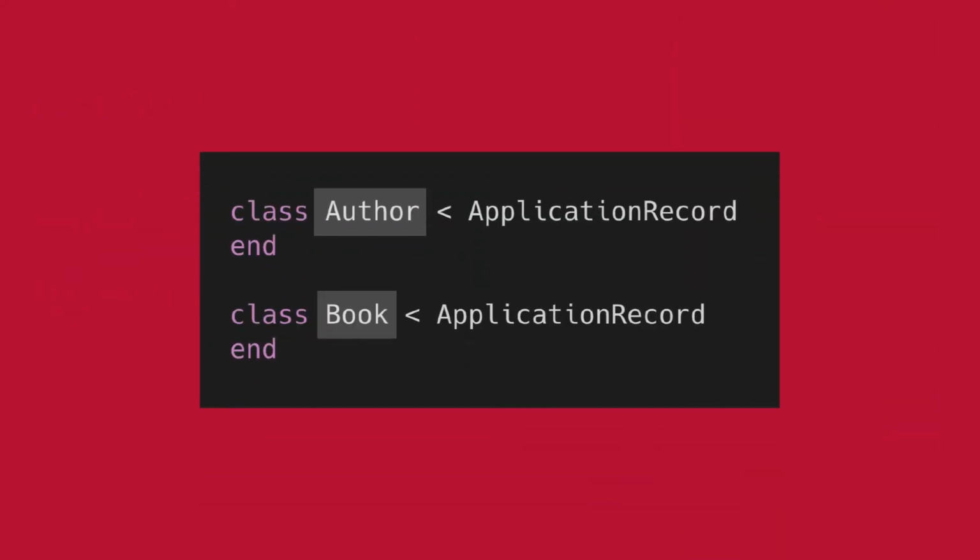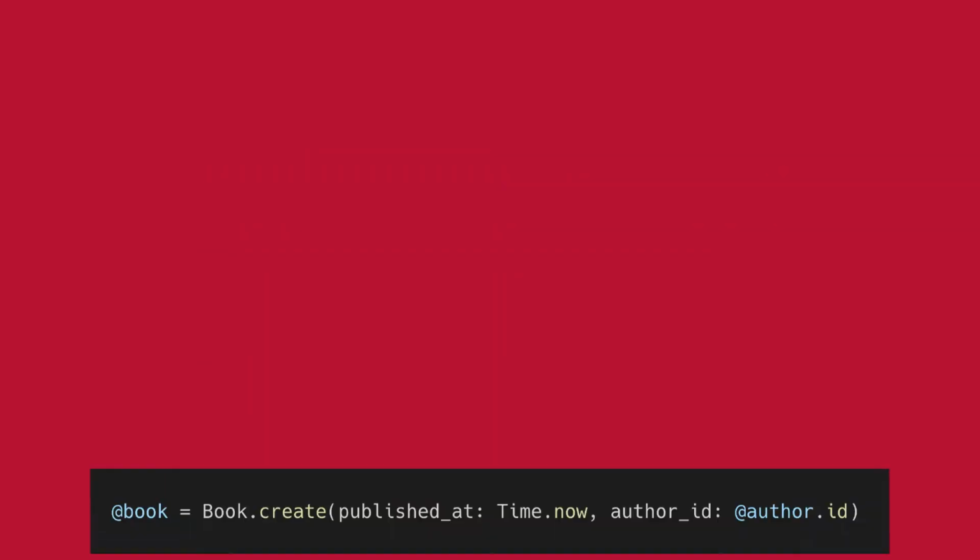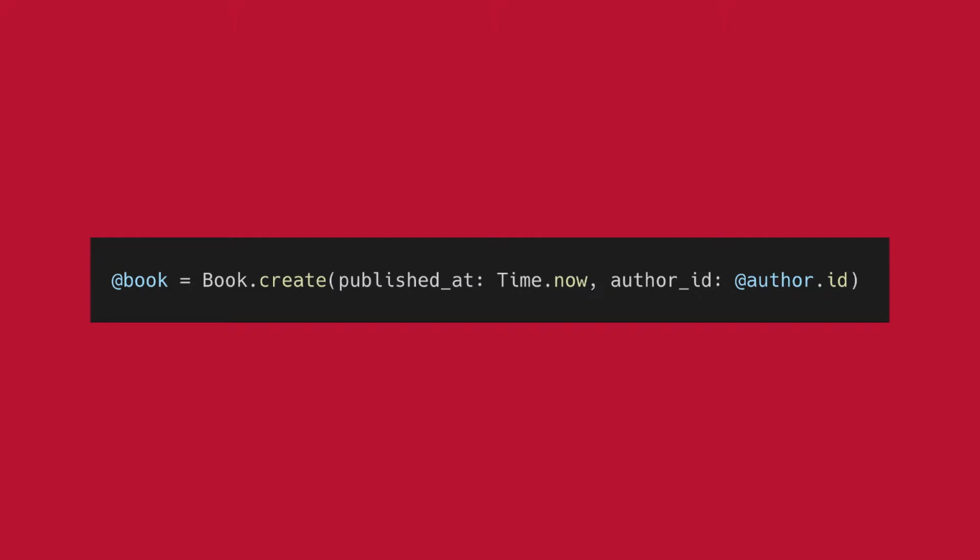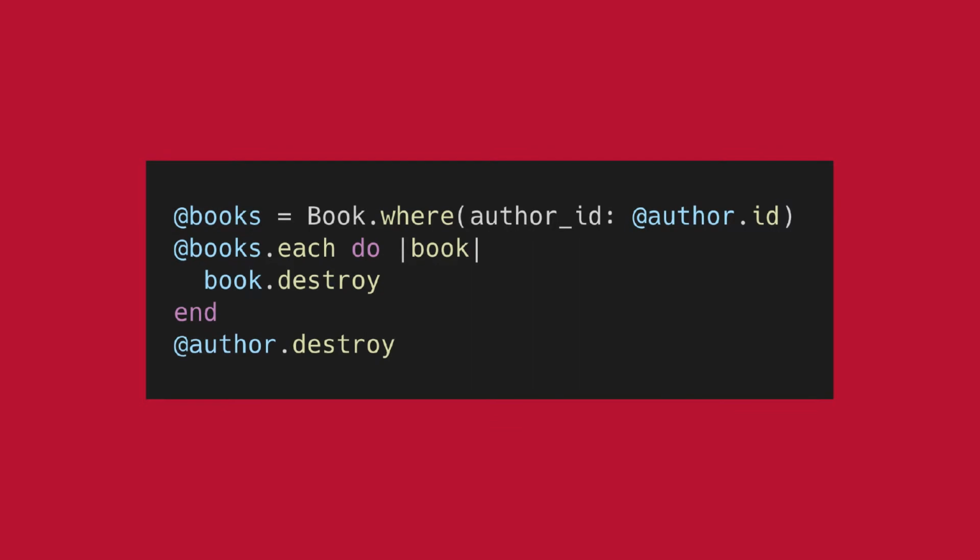Without being able to use associations, the model declarations would look like this. If we wanted to add a new book for an existing author, we'd have to do something like this. What if we needed to delete an author and wanted to make sure that we also deleted all of the author's associated books? We'd have to do something like the following.